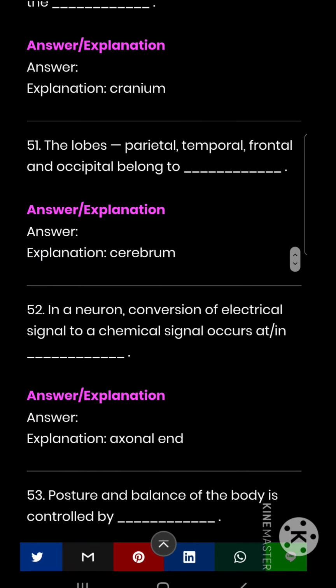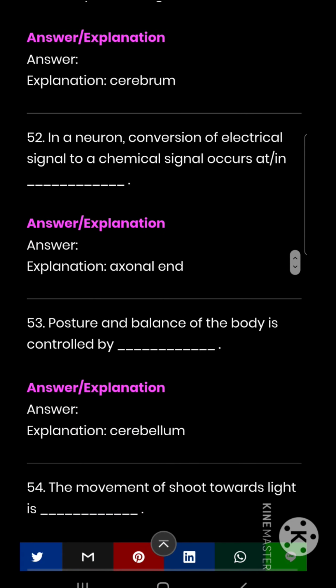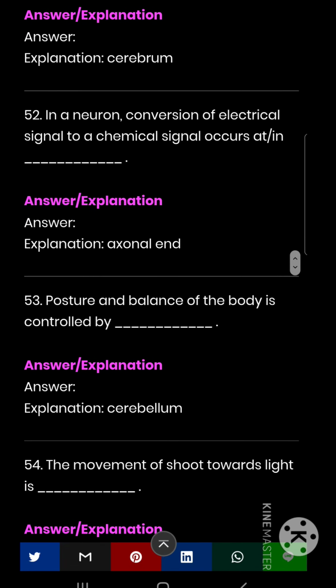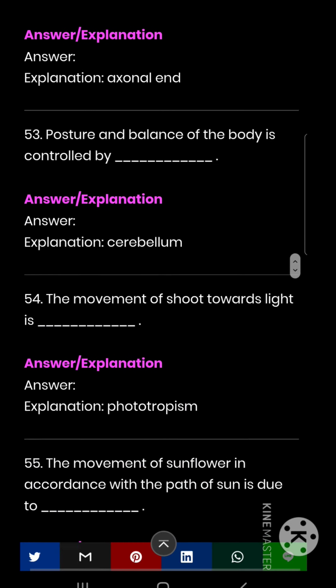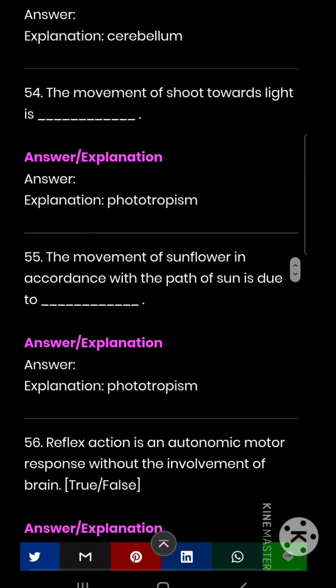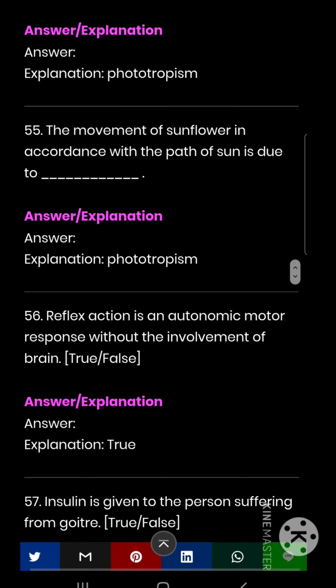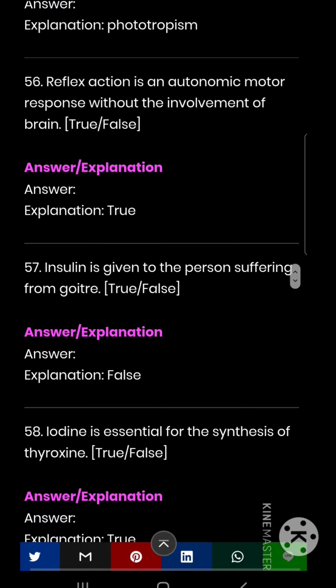The lobes parietal, temporal, frontal and occipital belongs to cerebrum. In a neuron, conversion of electrical signal into a chemical signal occurs in axonal end. Posture and balance of the body is being controlled by cerebellum. The movement of shoot towards light is called phototropism. The movement of sunflower in accordance with the path of the sun is due to phototropism.